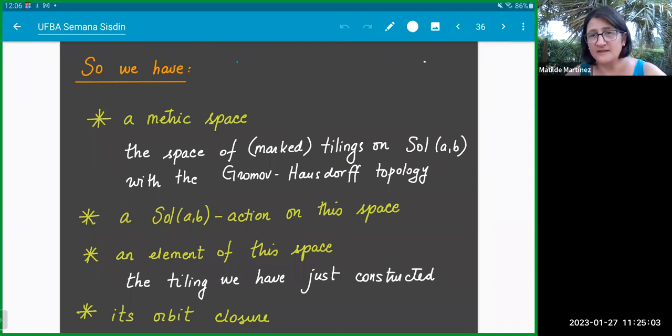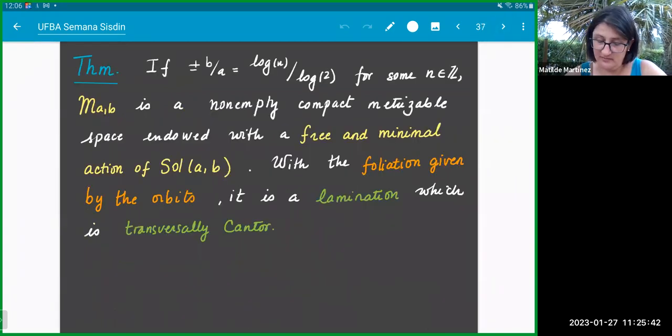So as a summary, what we have is a metric space. We've chosen our group now. The group is Sol_AB. For this group, we have this metric space, which is the space of tilings on this group with the Gromov-Hausdorff topology. We have an action of the group Sol_AB on this space. We've constructed a particular element of this space, which is a tiling which is both aperiodic and recurrent. And now its orbit closure will be compact and will be endowed with a foliation, which is minimal.